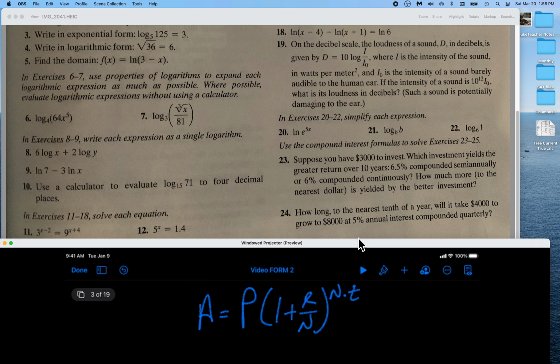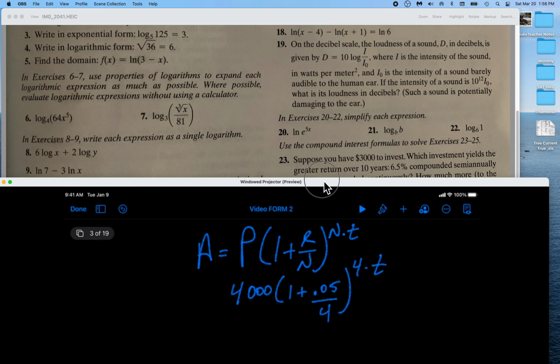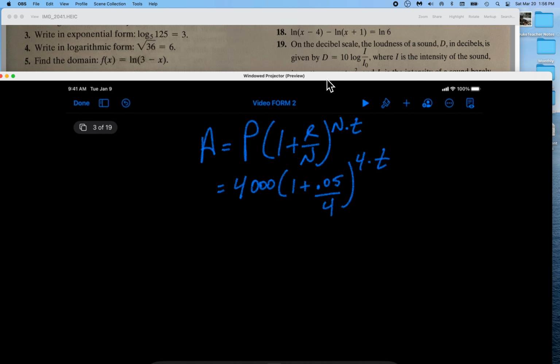So the principal is going to be 4,000. 1 plus 5% is 0.05. Compounded quarterly, that means 4 times per year, so n is going to equal 4. Time, we don't know. And A of t is going to be 8,000. So 8,000 is the amount at time t, which we don't know yet. So now our task, ladies and gentlemen, is to solve for this.